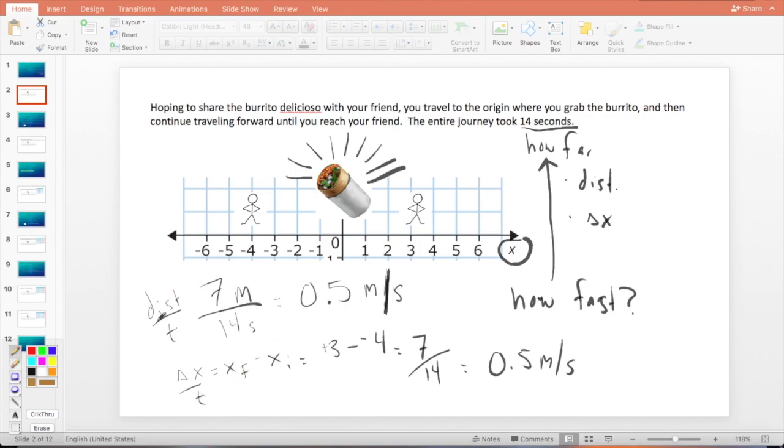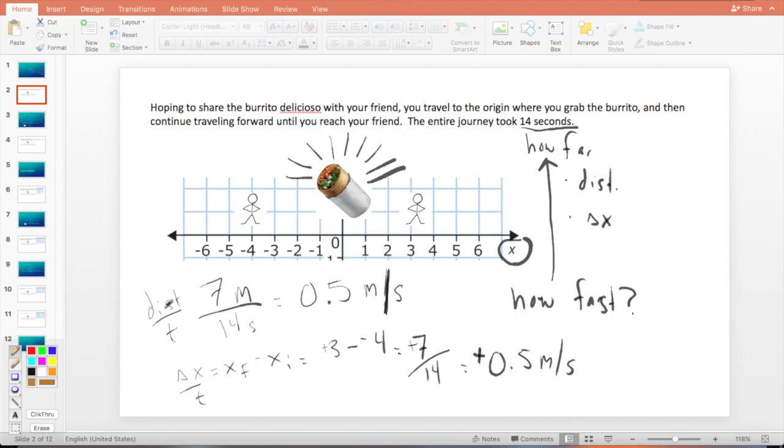Distance, remember, never, ever has a direction to it. It's always going to be a positive number. So you're always going to get a positive value over here. Displacement, though, can be positive or negative, and it matters. The fact that the displacement was a positive 7 means that you went to the right, to the east, forward 7 meters in 14 seconds. So maybe we should emphasize that there is a positive here, and this tells us something important. It tells us that you traveled to the right. With distance, there's no actual way for us of getting that information.